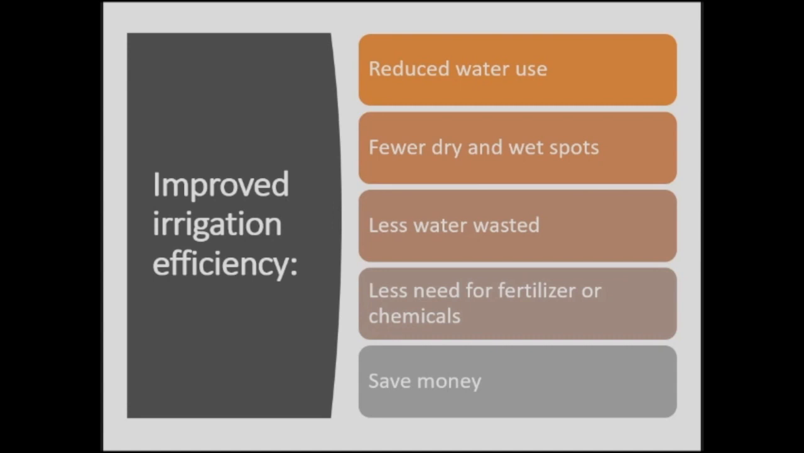If we know that irrigation water is going into the ground, then we know it's not running off, then we're not wasting it. Less need for fertilizer or chemicals if we're watering properly, and of course we're going to save money in the end if we do all of those things.